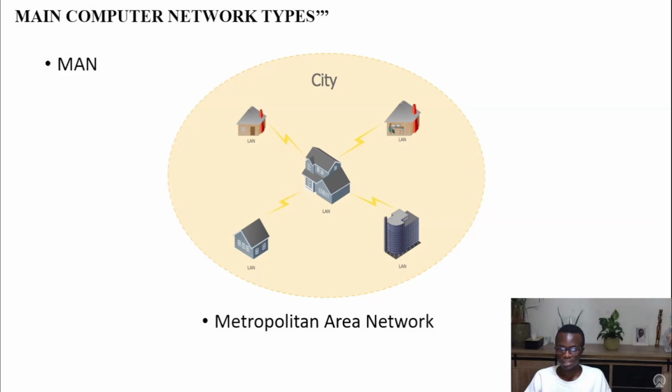So that's what we call computer network types, which are main. So we have many. We have personal area network, storage area network, and many things, many types of computer network. So now these are mainly computer network types.